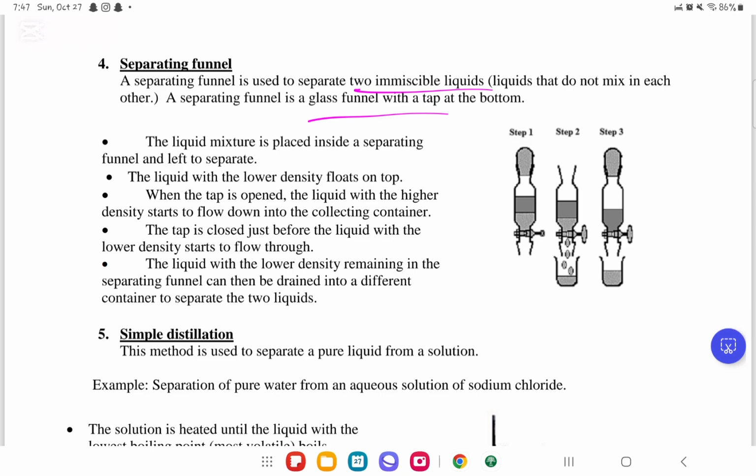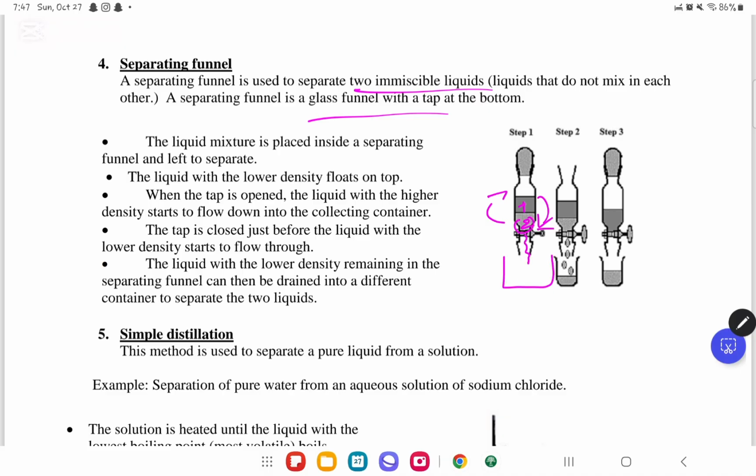Then usually the liquid that is less dense will go up, the one more dense will go down. So in this case, if this is 1 and this is 2, 1 is less dense than 2, and 2 is more dense than 1. So then when you open this, the liquid with the higher density will go down, okay?